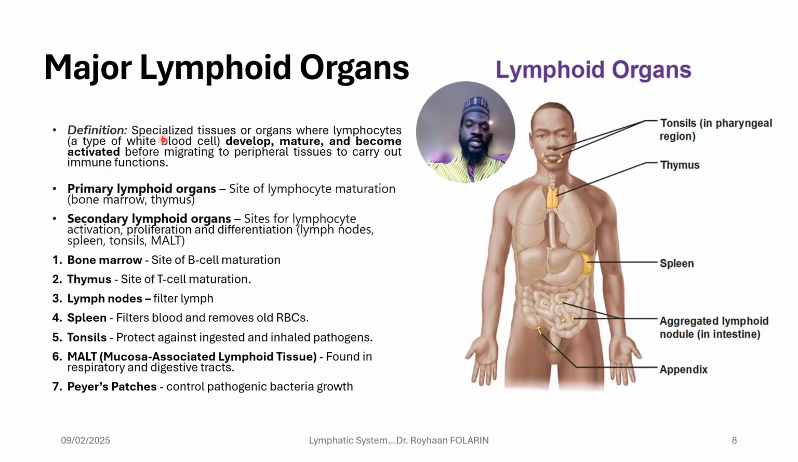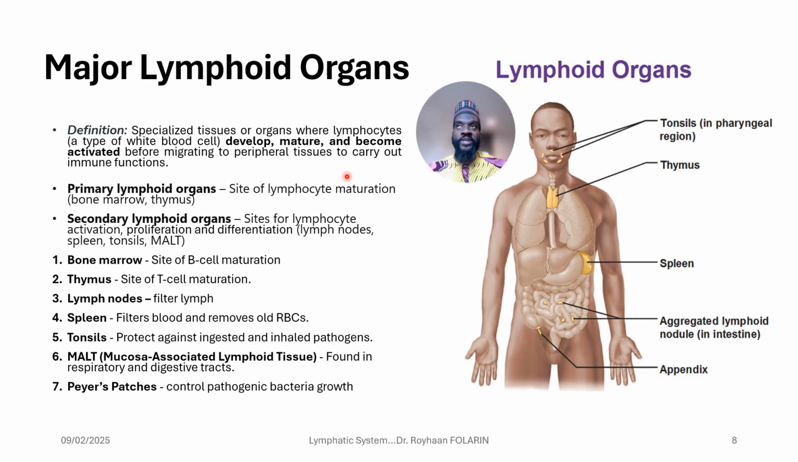So next, going to the major lymphatic or lymphoid organs now. An organ is considered a lymphoid organ if it's a specialized tissue or an organ where lymphocytes develop and mature and perhaps become activated before migrating to the peripheral tissues to carry out their immune function. So an organ that does this is referred to as a lymphoid organ. And they are categorized into primary and secondary lymphoid organs.